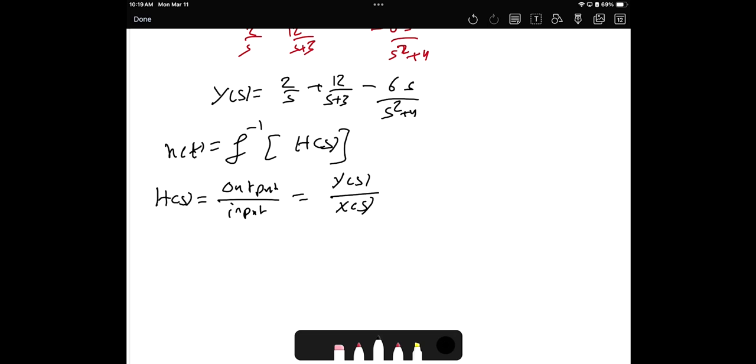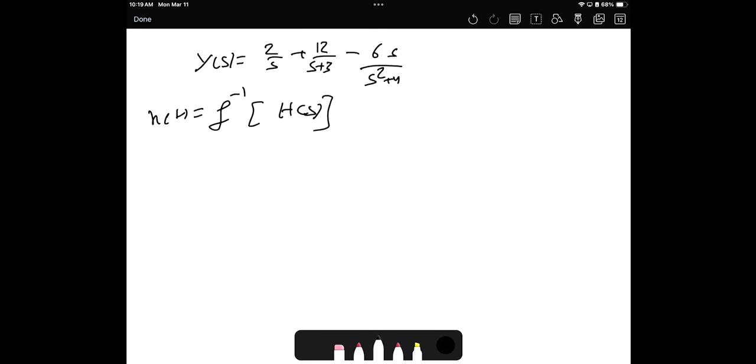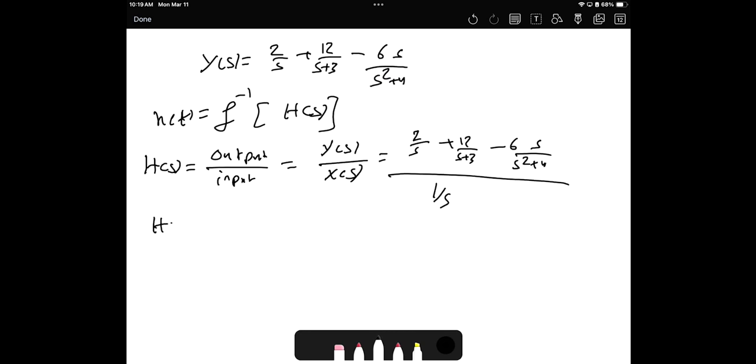So y of s is given as 2 over s plus 12 over s plus 3 minus 6s over s squared plus 4, all of it divided by 1 over s, which means multiplied by s on both sides. So this yields h of s will be 2 plus 12s over s plus 3 minus 6s squared over s squared plus 4. Okay? This is the transfer function.